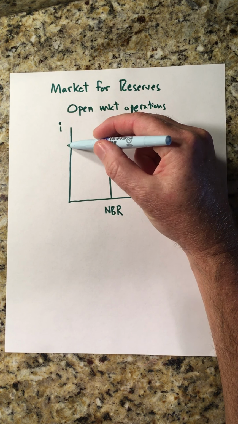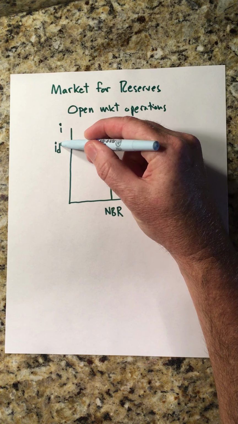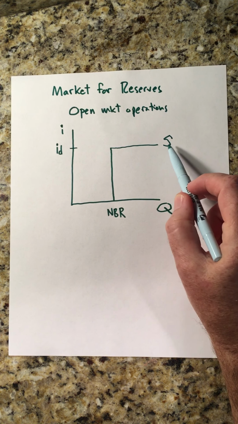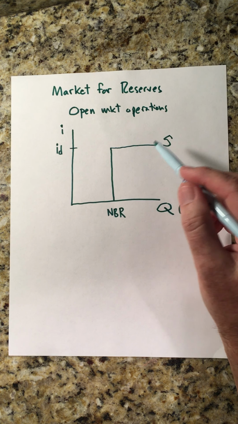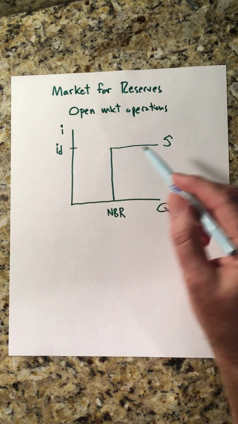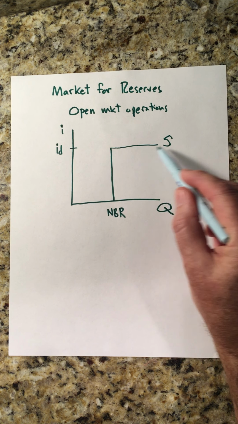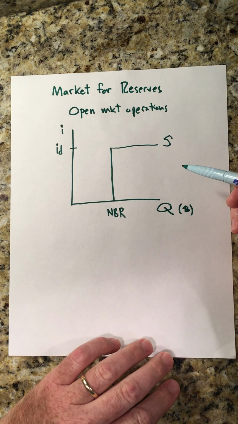And then, as we talked about in the notes also, at the discount rate ID, the supply curve levels off because commercial banks can go to the Fed itself and ask for loans at the discount rate ID and borrow as much as they want. So supply essentially becomes infinite. That's why it levels off.